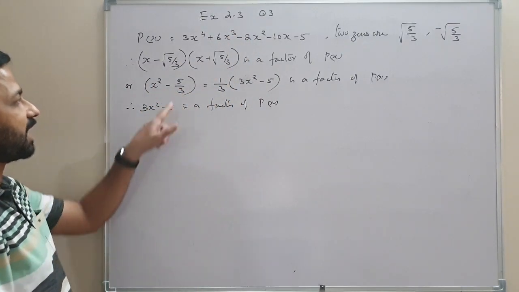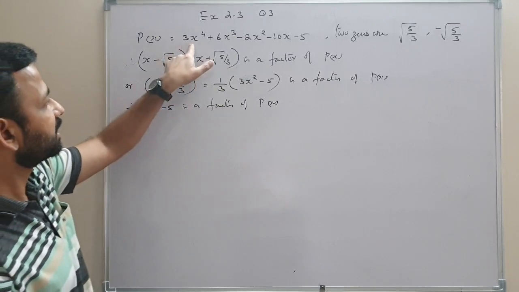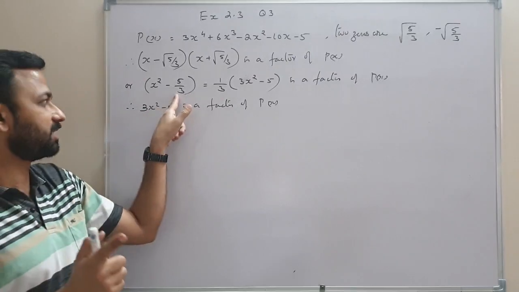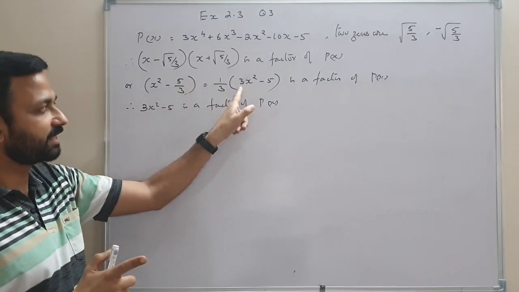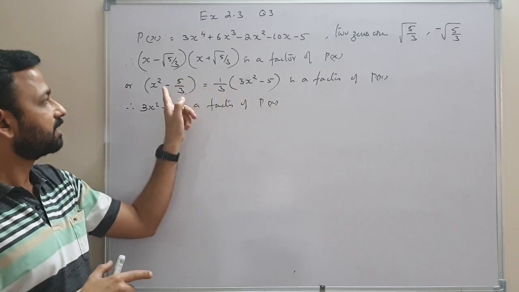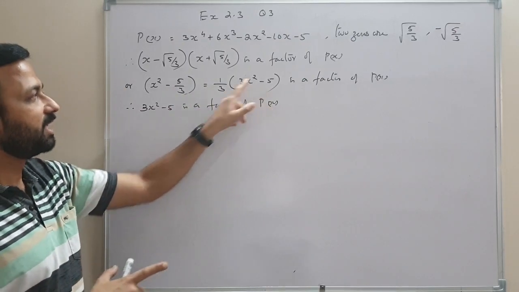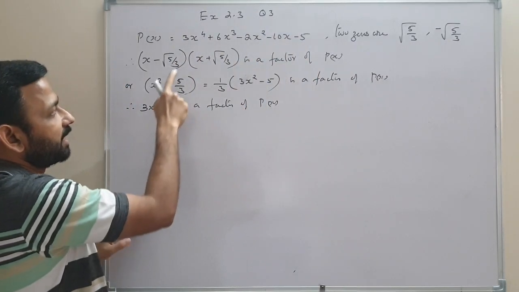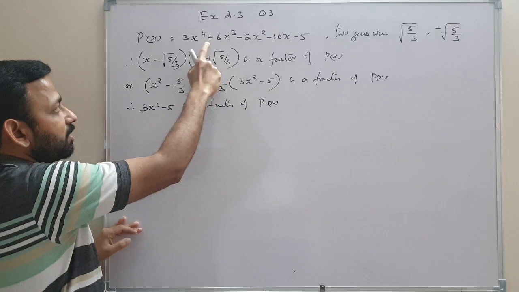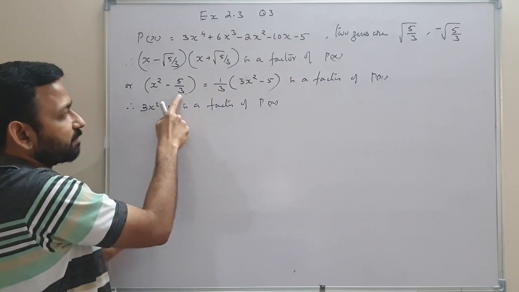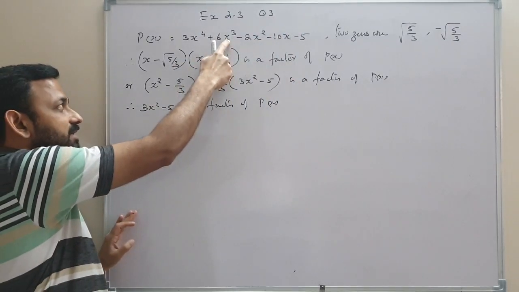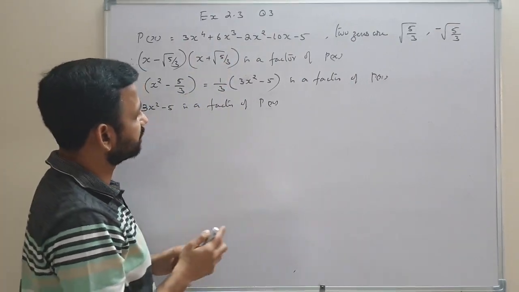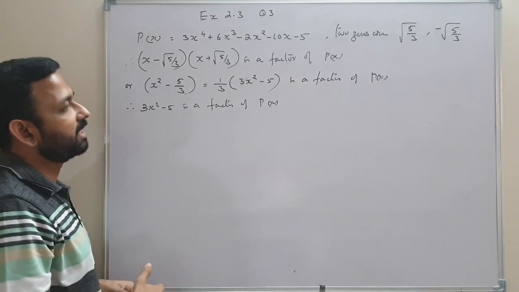But here we have a fraction. So when we divide this polynomial by x square minus 5 by 3, the division will be lengthy because we have a fraction. That's why we converted into this form, 1 by 3 into 3x square minus 5. And now we are going to divide this polynomial by 3x square minus 5. We can also divide by x square minus 5 by 3, and the answer will be the same. We can do that question, but the calculation will be lengthy.